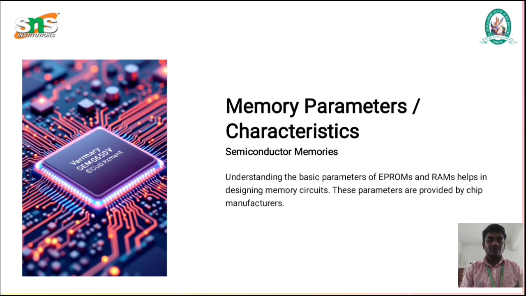So memory parameters are, we can say, characteristics of the semiconductor memories we are using in our computer. In this section we will understand the basic parameters of EPROMs and RAMs, random access memory, that help in designing memory circuits. These parameters are provided by chip manufacturers. During IC manufacturing, some procedures and protocols are followed, so that manufacturers give this type of parameters. Let's discuss that in detail.